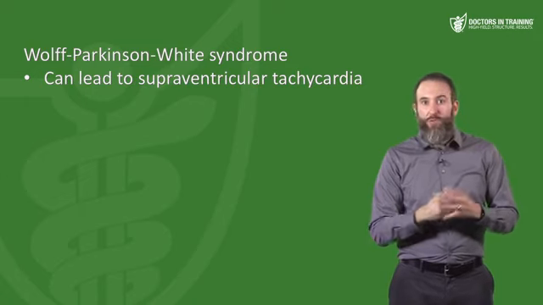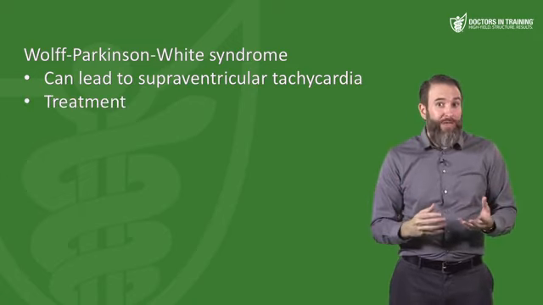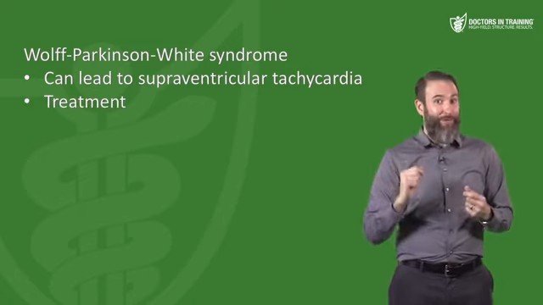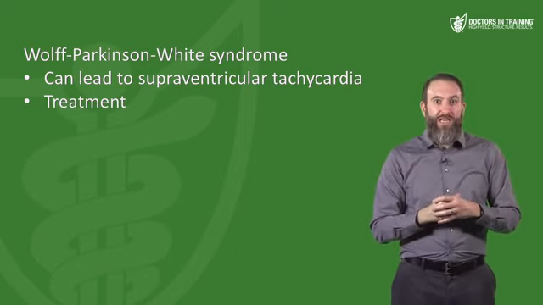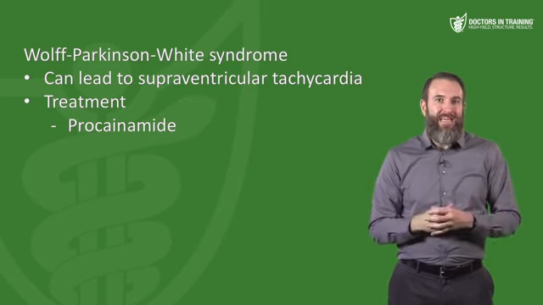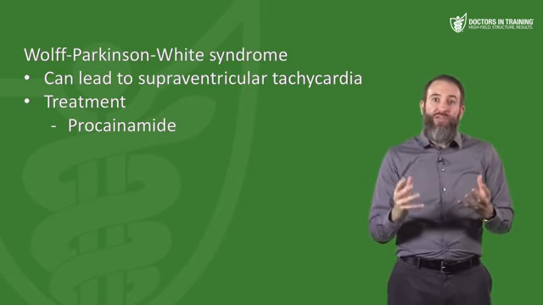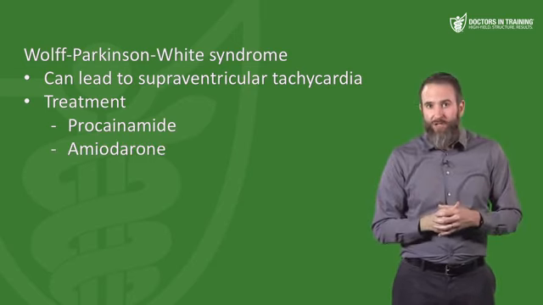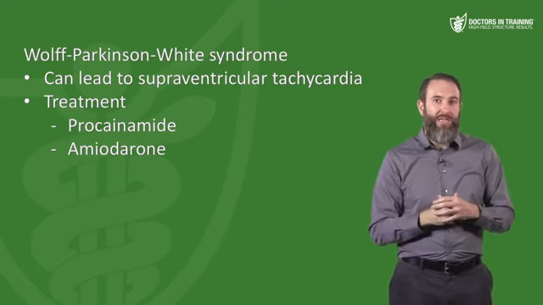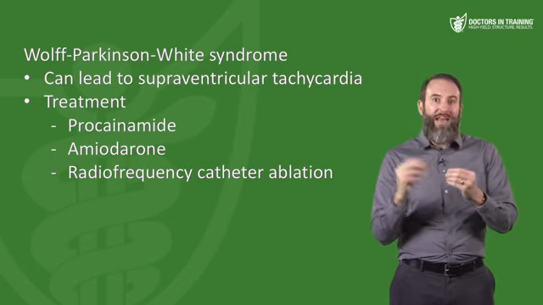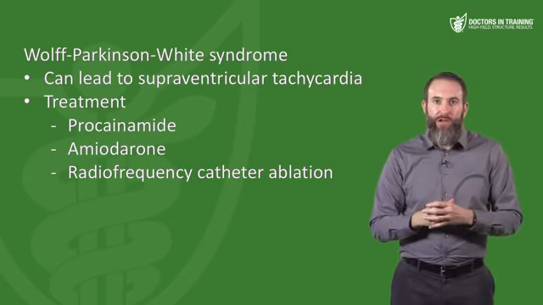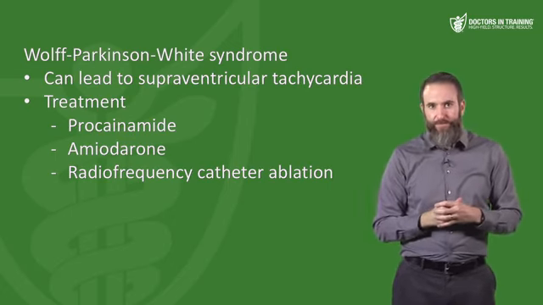So what do we give for supraventricular tachycardia? Usually we give adenosine, except in WPW. So this is a good exception here. We do not give adenosine in WPW. We give procainamide. So this is a sodium channel blocker. You could also give amiodarone, which is a potassium channel blocker, and that's to tone down that tachycardia. Now, the definitive treatment is to destroy that abnormal electrical pathway with a radiofrequency catheter ablation.